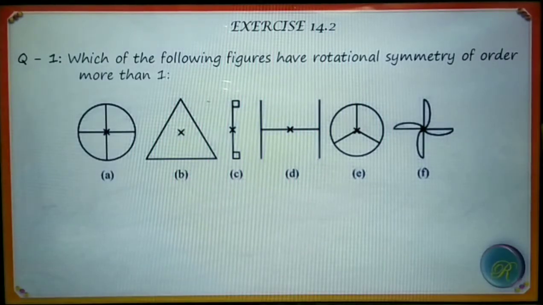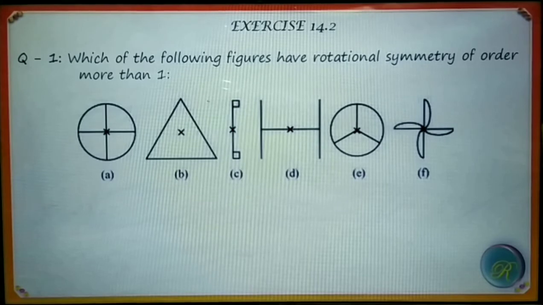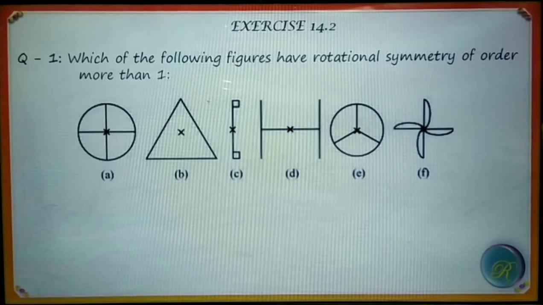Exercise 14.2. Question number 1. Which of the following figures have rotational symmetry of order more than 1? Figure A. Solution.